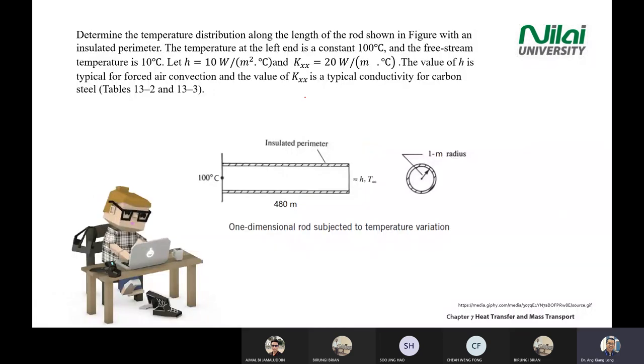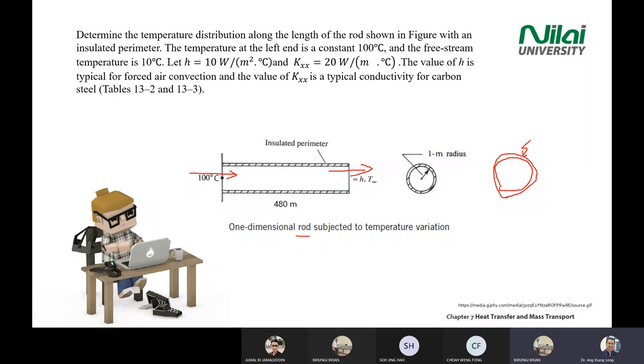Okay, so let's look at this example. What you're seeing here is a 1D problem. So we have a rod subject to temperature variation, and as you can see here, it is labeled as a round pipe, and on this diagram you see it's an insulated perimeter, meaning no conduction happens, or the heat cannot release from the side of the pipe. So there's only one direction, which is from here out to here. So it's just a round pipe.